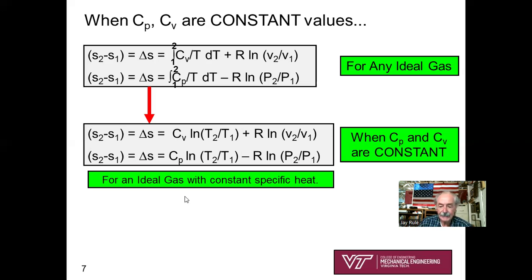So look, this is calculator work. If we have an ideal gas with constant specific heat, if we've got these temperatures and pressures, we can calculate, at stage 1 and 2, delta S. So this is a very powerful relationship for ideal gases when Cp is a constant value. Therefore, Cv is also a constant value. All right, that's important, and we're going to include this in the recap.